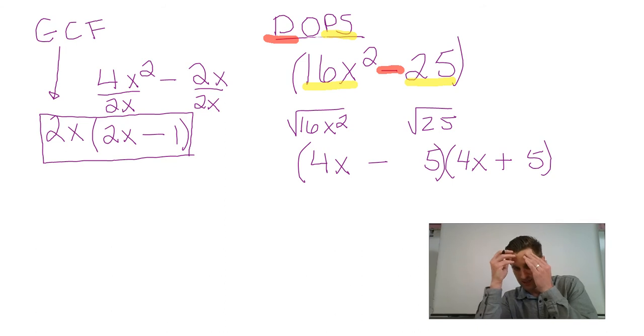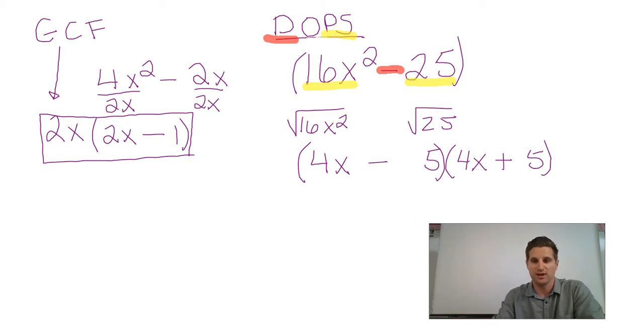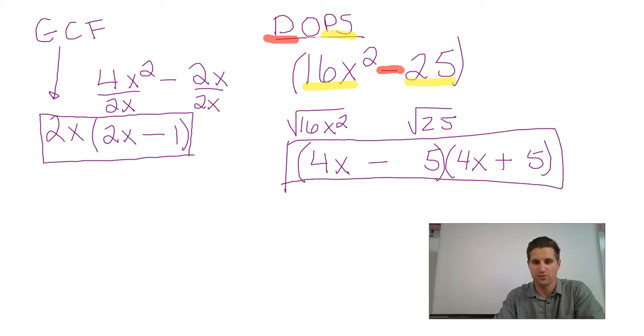Now what this does is when we FOIL, you can see 4x times 4x is going to make 16x squared, and negative 5 times a positive 5 makes a negative 25, but the middle term here would disappear. And so that's why we can kind of leave it in this form. So difference of perfect squares is kind of a special one that we need to keep our eye out for, and that's when we can go ahead and take the square root of both, they're perfect squares, and we kind of get this nice little image.